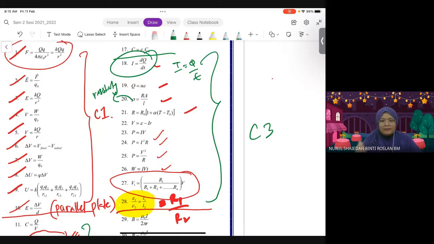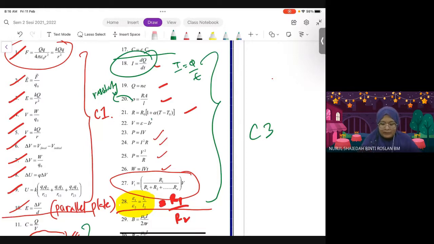Itu yang pertama. Yang kedua, the vibration of metal atom is increasing. So the collision between metal atom and electron will be increasing. So that's why resistance akan increase. So ada 3 point kat situ. Saya tak tahulah awak ingat ke tak ingat. Dalam tutorial nanti saya ulang balik lah.